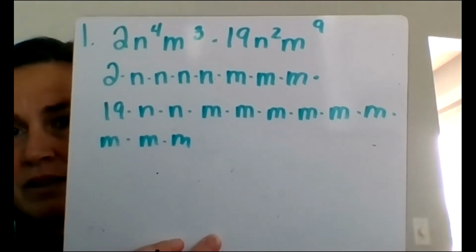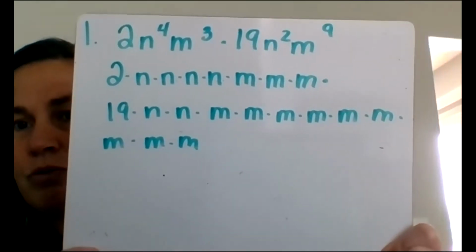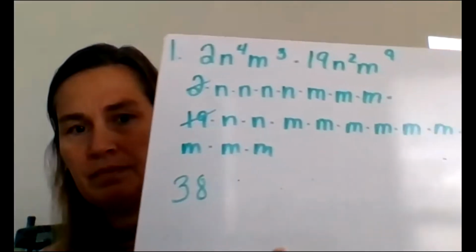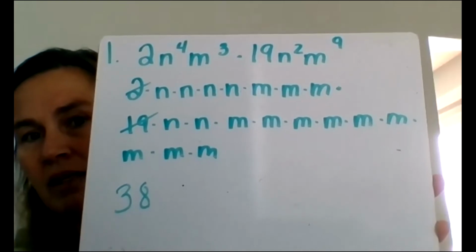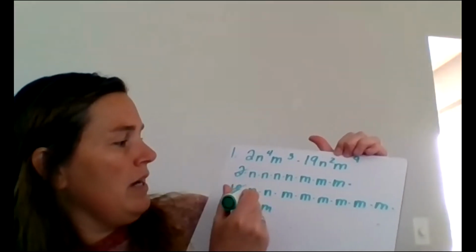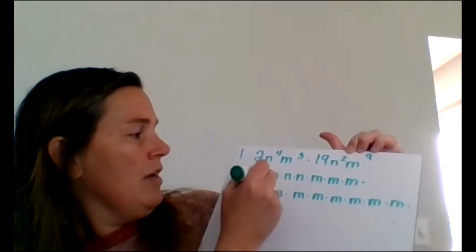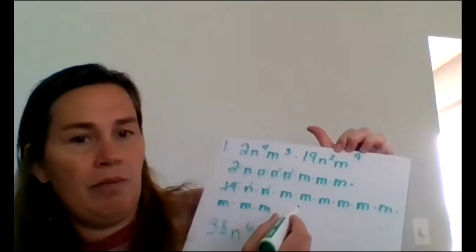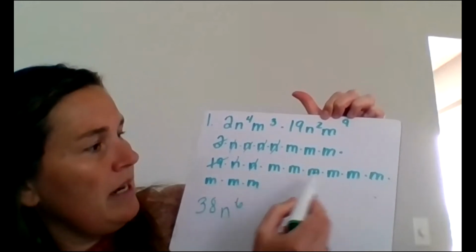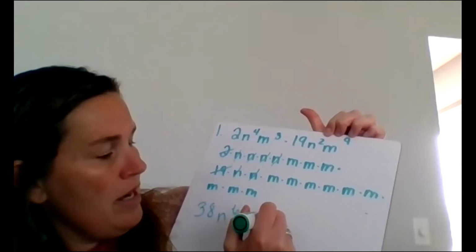Now it's just going to be basically like collecting like terms. So I can multiply my numbers. I have 2 times 19. So I've taken 2 and 19, and I'm going to make that 38. Then I have all of my n's. So you see I have 4 n's, 1, 2, 3, 4, and then 2 more. So I have now n to the 6th. So I've used all my n's. Now I'm going to look at my m's. I have 3 m's and I have 9 m's. That's going to be m to the 12th.